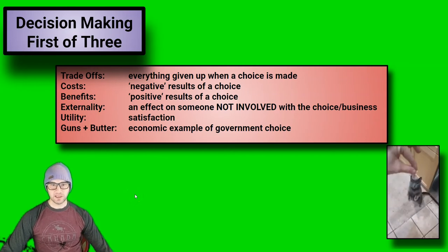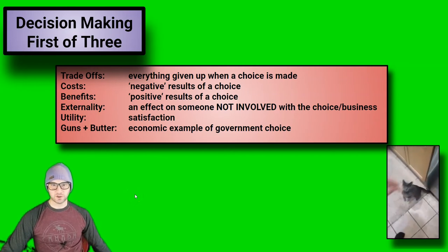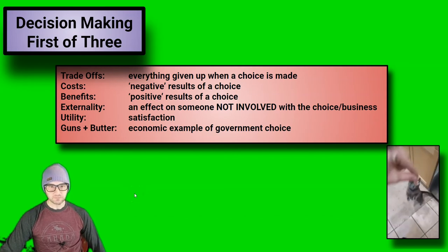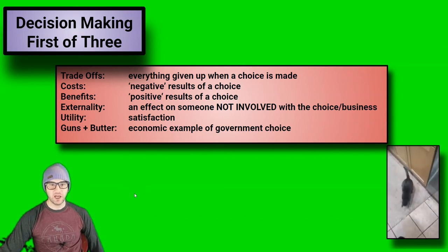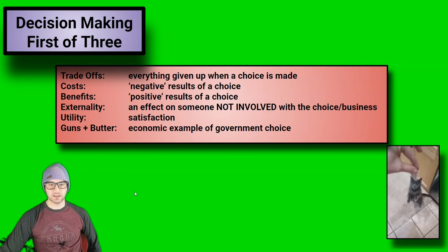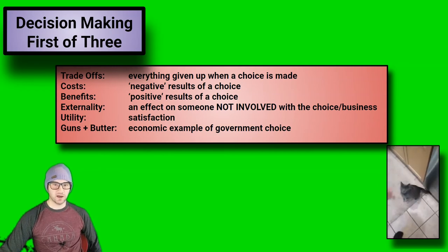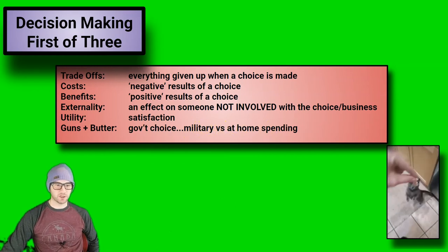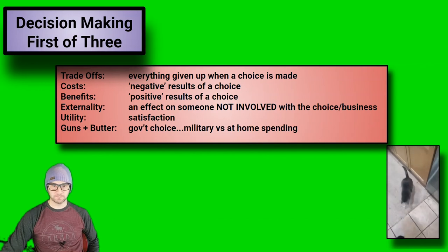The word utility is just another word for satisfaction. It's more complicated, but if you think of satisfaction, you can use it as a synonym of utility. And finally, it is an official economic term, guns and butter. It is for when the government has to make a choice between military spending and domestic spending at home. That definition right there, government choice between military spending versus at-home spending, is probably a better definition for guns and butter.